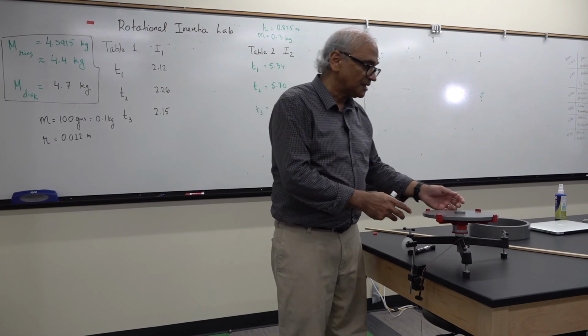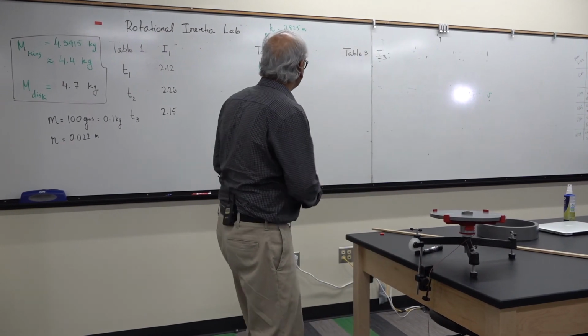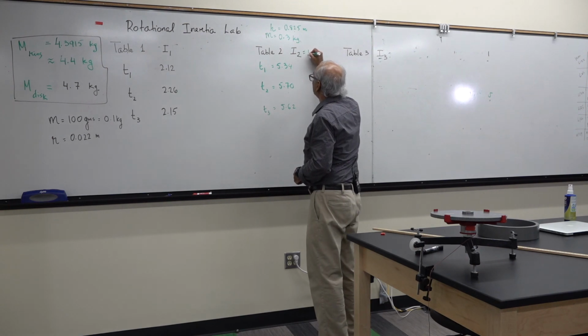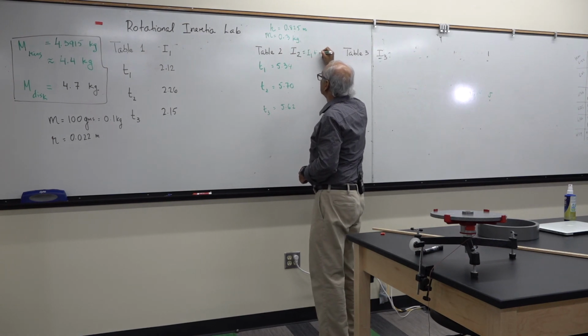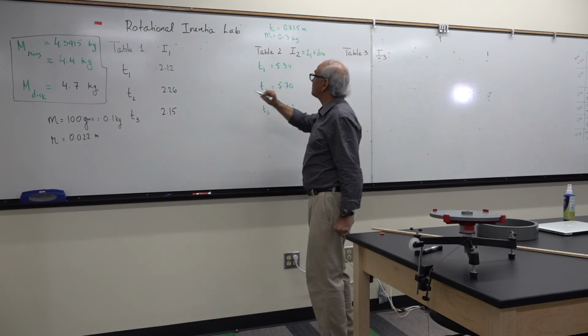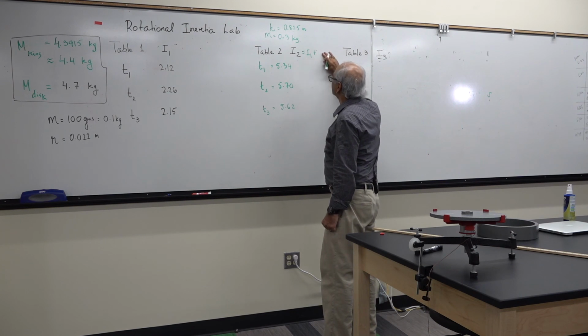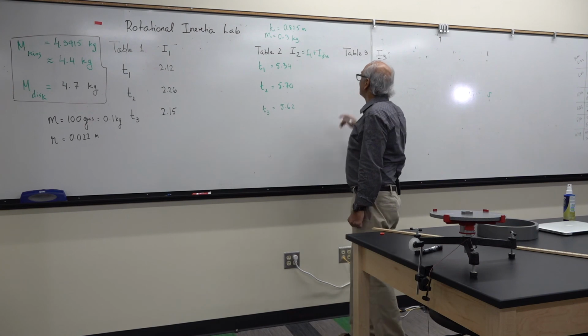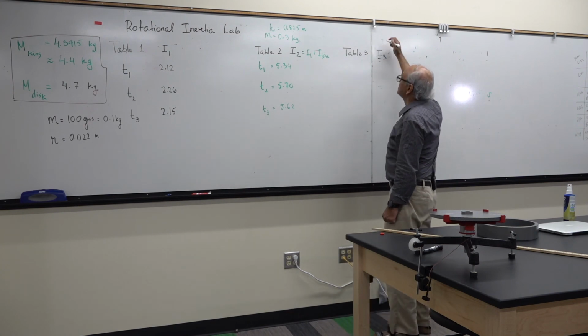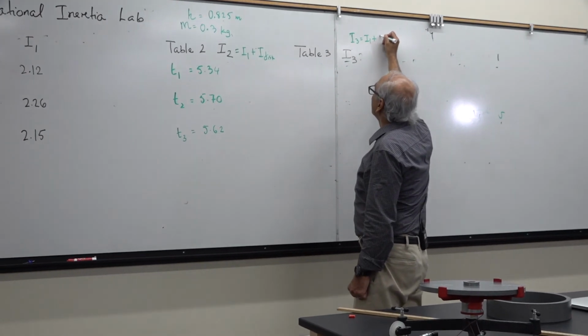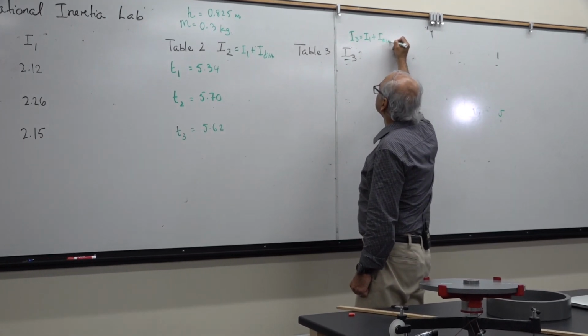So this one is I2, but remember I2 itself is actually what we did was I1 plus the disk. So we have to subtract I1 to get the disk. Sorry, this was I disk. Okay. Move on to I3. What would I3 be? I3 would be I1 plus the I ring.